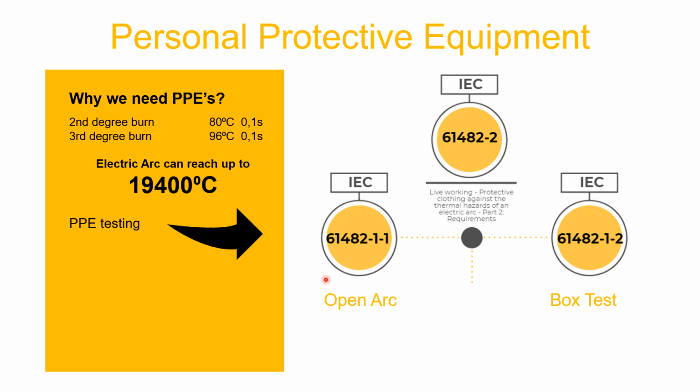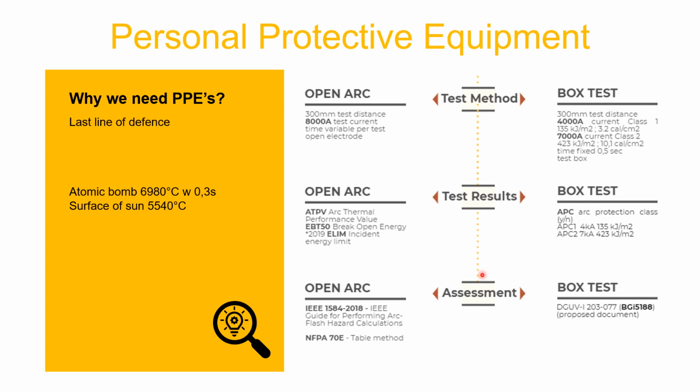And when I talk about the protective equipment, I said that we have IEC 61482. It has 2 methods: open arc and box test for testing. Everything which is NFPA related goes to open arc, and box test was something I mentioned for DGUV. So if we go with open arc, which means calories per square centimeter, we have tested PPE. So we can select it based on our calculation from IEEE 1584 or based on the table method from NFPA 70E, because there are two methods of actually doing this calculation.